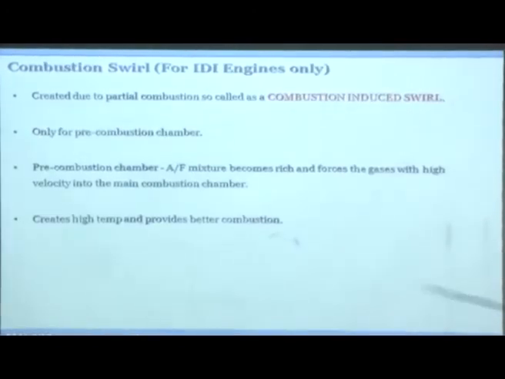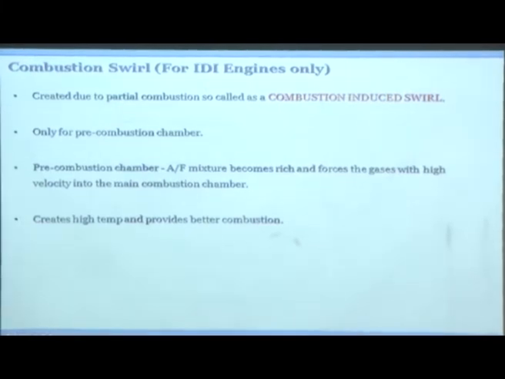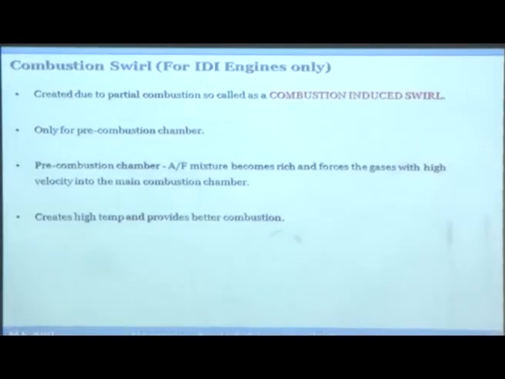Combustion swirl, of course, is created due to partial combustion. This is called combustion induced swirl, and this is normally in the pre-combustion chamber, as I showed you, in direct injection and indirect injection engines. So the combustion takes place inside the pre-chamber or swirl chamber, and then from there the combustion proceeds in the main chamber. I will explain this to you later in my lecture. In the pre-combustion chamber, the air fuel mixture becomes rich and forces the gases with very high velocity from the pre-chamber into the main chamber, and this creates high temperature and a particular direction of motion, and this provides very good combustion. Okay, so this is about the swirl.